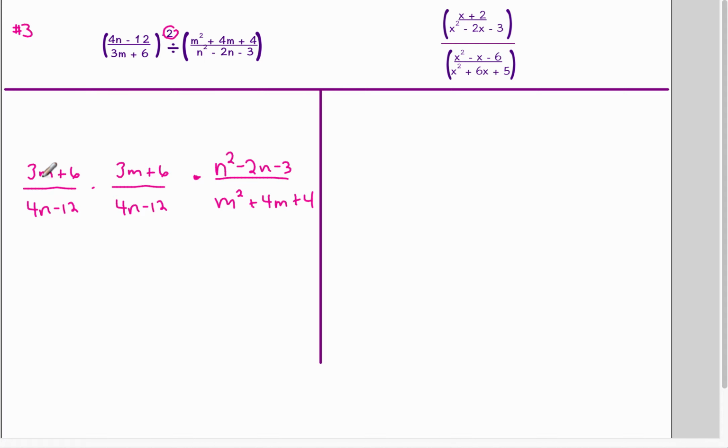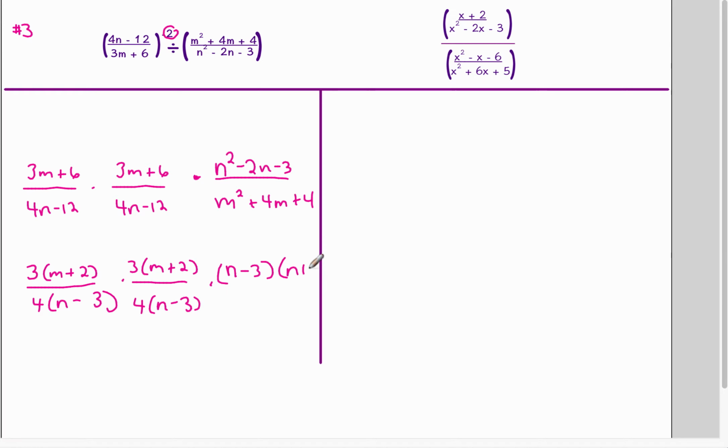Is there a GCF? Yeah. Let's handle this first numerator and denominator. Let's go to my second. Well, it's going to be the same as the first because there was two of them. And let's come right here. Well, this is trinomial factoring. Becomes n minus 3, n plus 1. And trinomial factoring here becomes m plus 2 and an m plus 2.